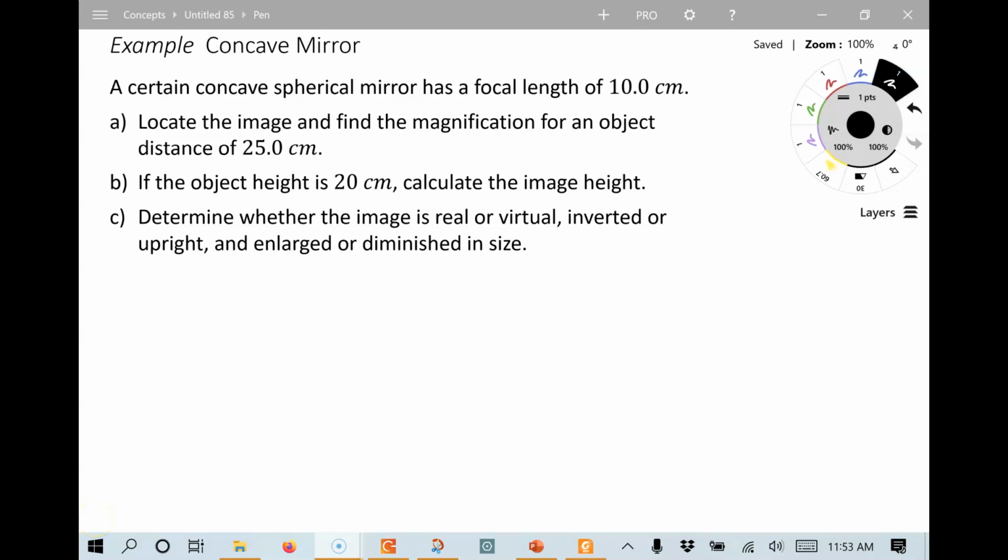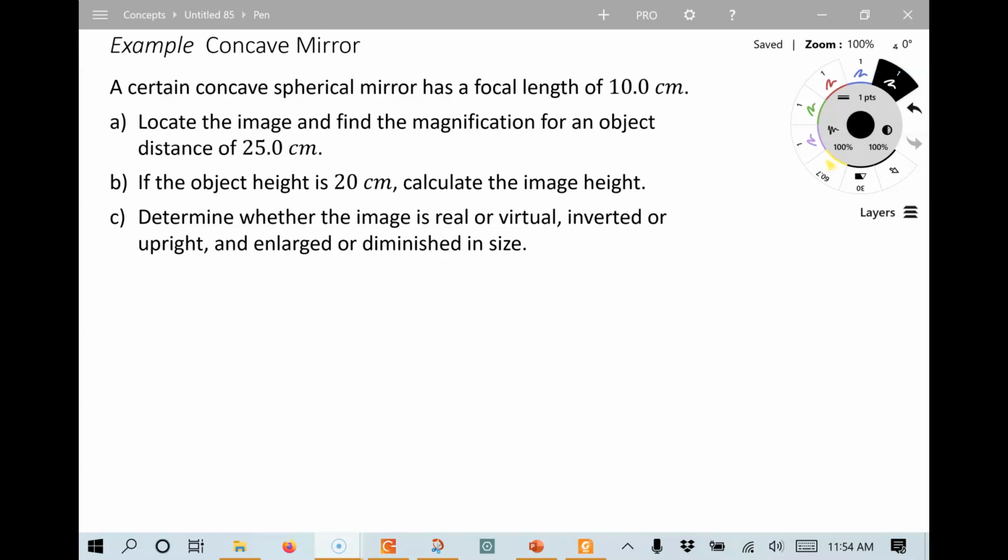Hi, this is an example problem from Chapter 25 on concave mirrors. Pause for a moment and read the instructions. So we've been told that we have a concave spherical mirror. We've been given the focal length. We're asked in part A to locate the image and find the magnification for an object.